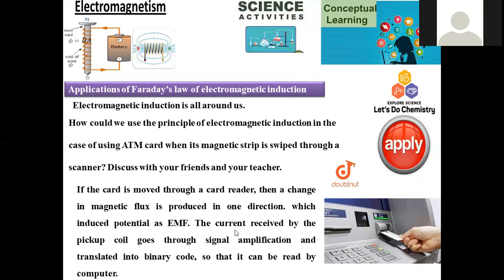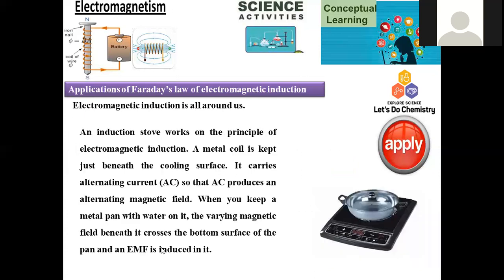Initially, whatever barcode is present on the card can be scanned, so that flux variation can be induced, which in turn generates the change in the potential. That potential difference is used to receive the signal from the card, and that is translated into the binary code, which is read by the computer. The corresponding operation is possible purely based on electromagnetic induction.